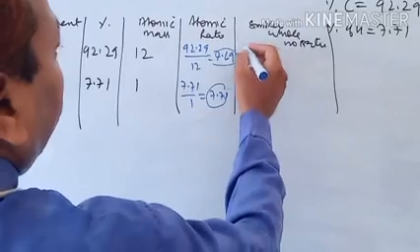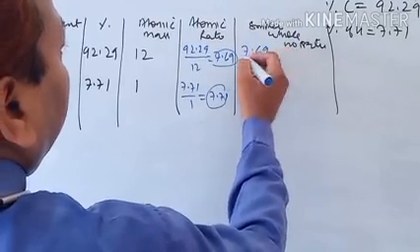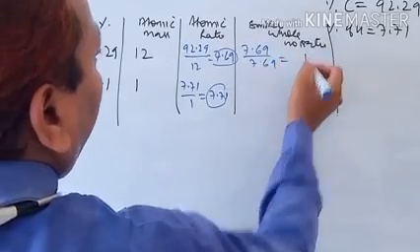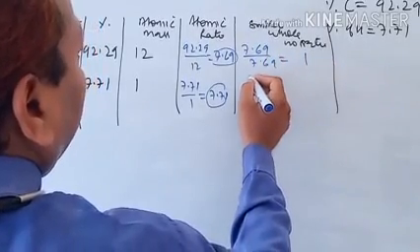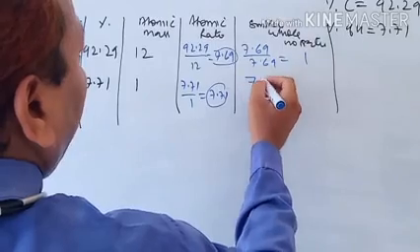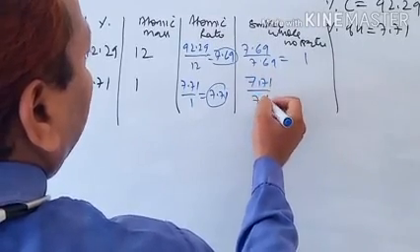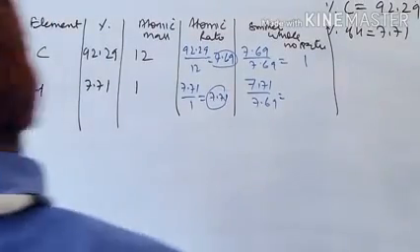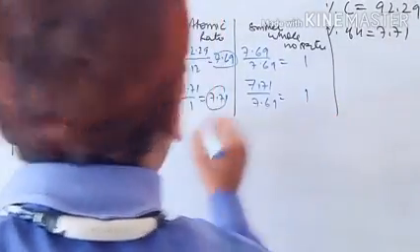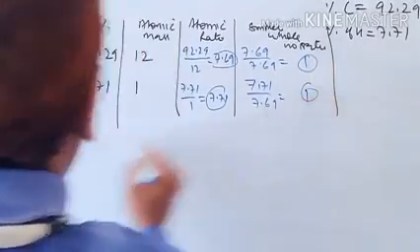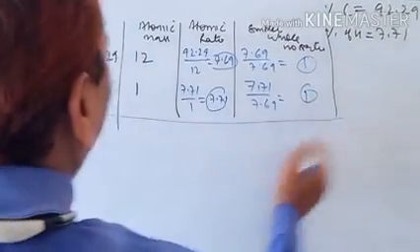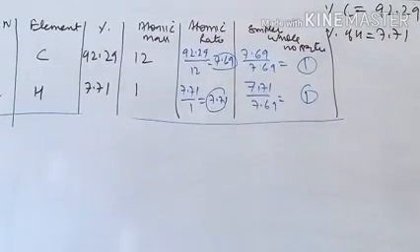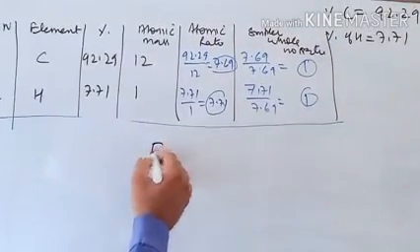Okay. So children, 7.69 divided by 7.69, the value will come 1. In the same way, 7.71 divided by 7.69, when you divide this, again rounding off, the value will come 1. So this is the simplest whole number value, children. Okay, after getting this, we will come to the empirical formula.